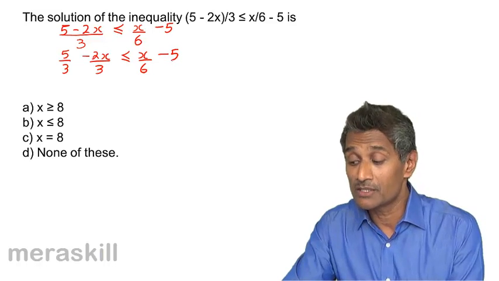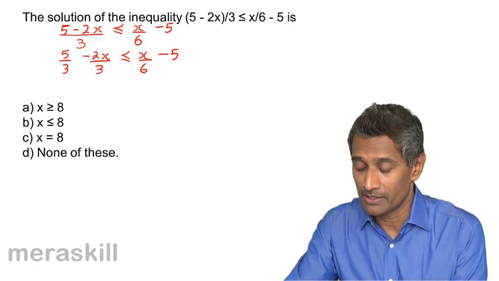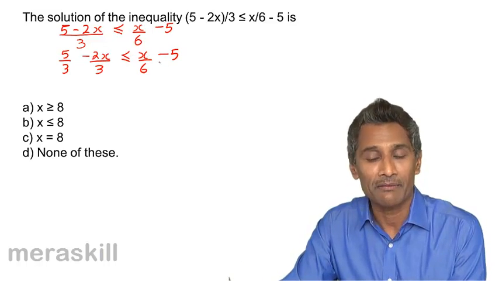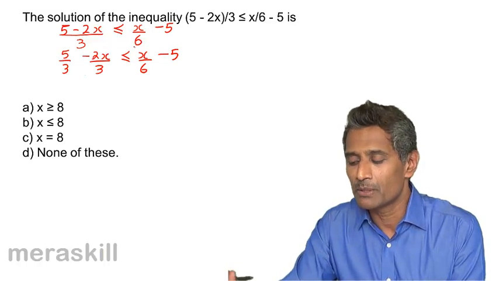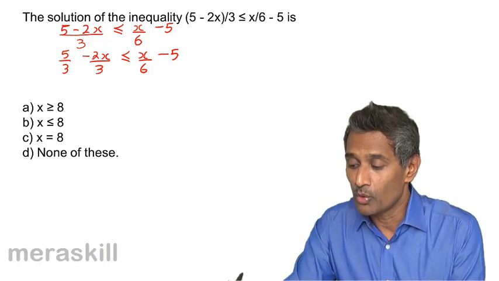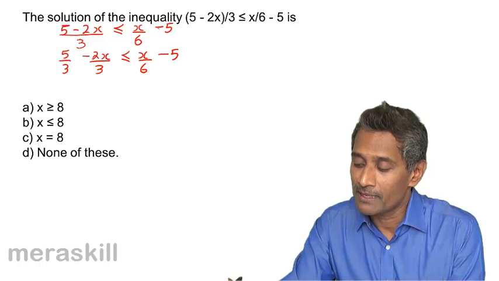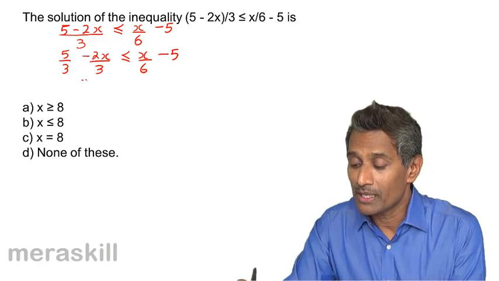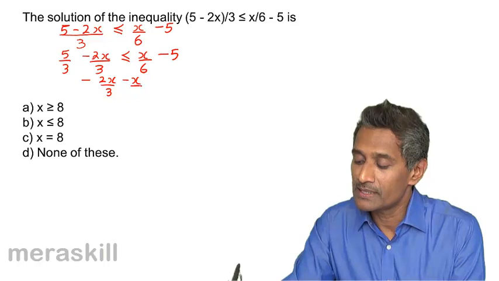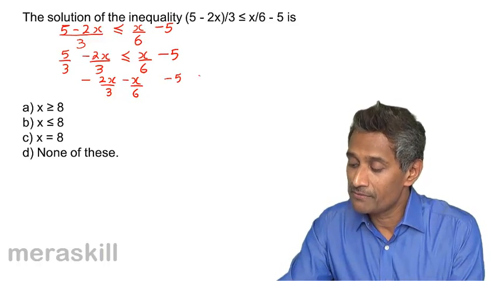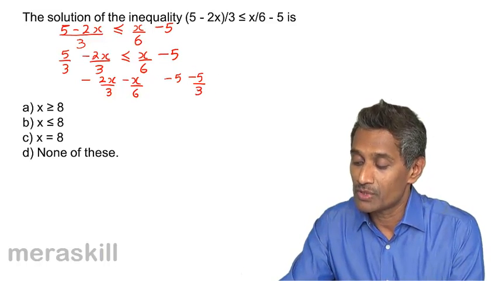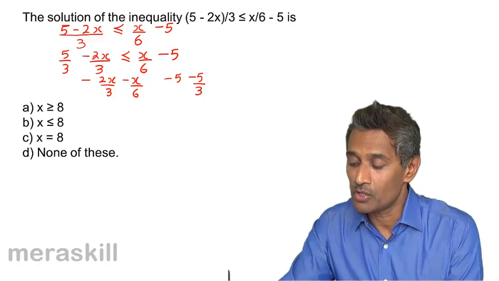Now we have not yet started using the rules which we mentioned earlier. So we have 5 by 3 minus 2x by 3 less than or equal to x by 6 minus 5. So we add and subtract and all that. In simple words, we collect all the x terms together and all the constant terms together. So let's take the x term this way, and 5 by 3 to the other side. So in the next step, we have minus 2x upon 3 minus x upon 6 less than or equal to minus 5 and minus 5 by 3. We just transpose the x by 6 and 5 by 3 to the other side, and the signs have, of course, changed.